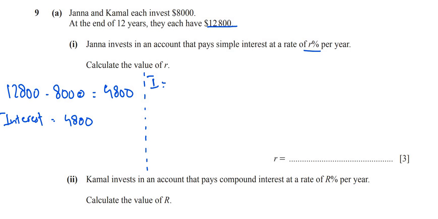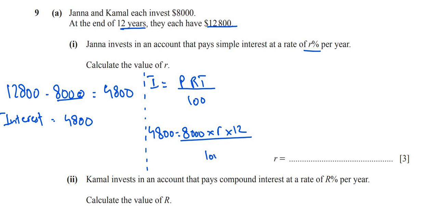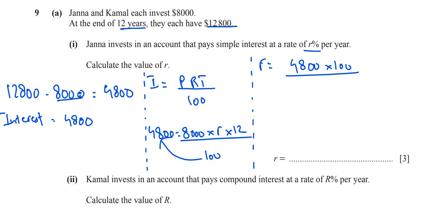So the formula is I is equal to PRT upon 100. I is 4,800. Principal amount that we invested is 8,000. Rate we don't know. Let's write R. Time is 12 years upon 100. So 100 will go up there and multiply with 4,800. So R is equal to 4,800 multiplied by 100 divided by 8,000 multiplied by 12. So once you do that, you will get 5% as your answer.